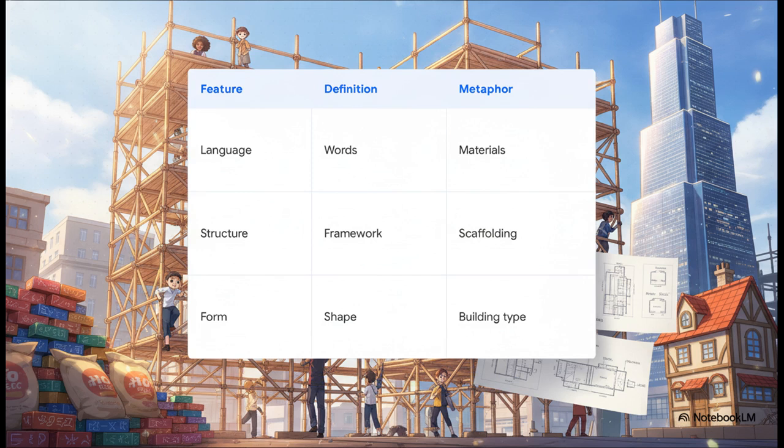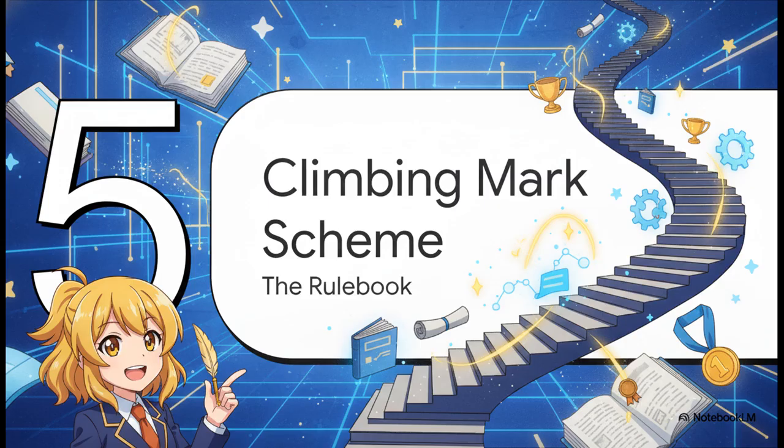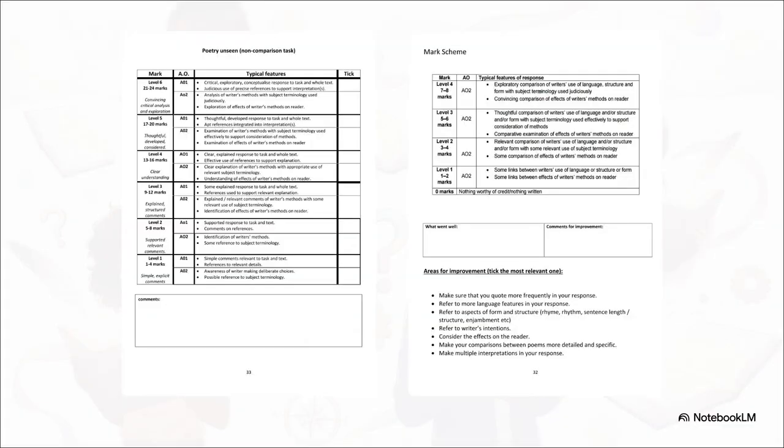The examiners want to see you select the most relevant of these tools to explain exactly how the writer built their meaning. Section 5. Climbing the mark scheme. Let's pull back the curtain and look directly at the rulebook the examiners use to grade your papers.